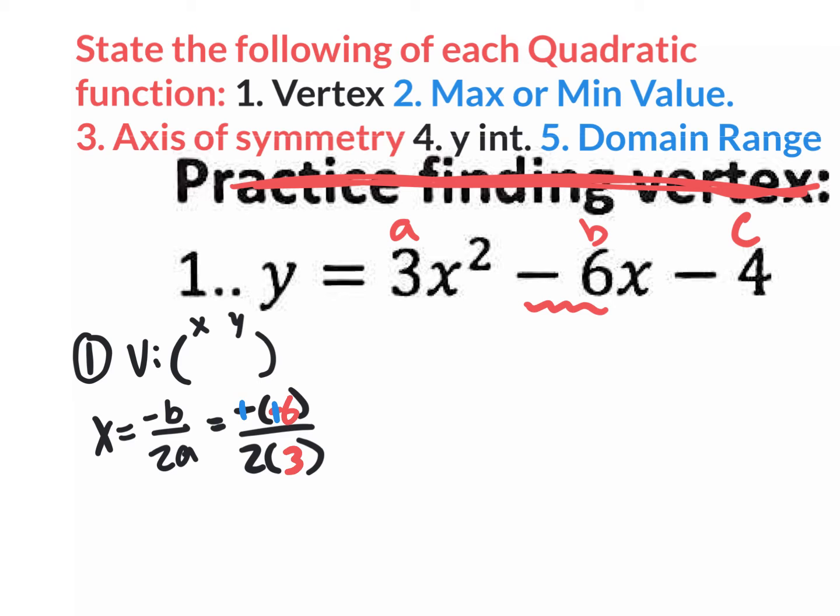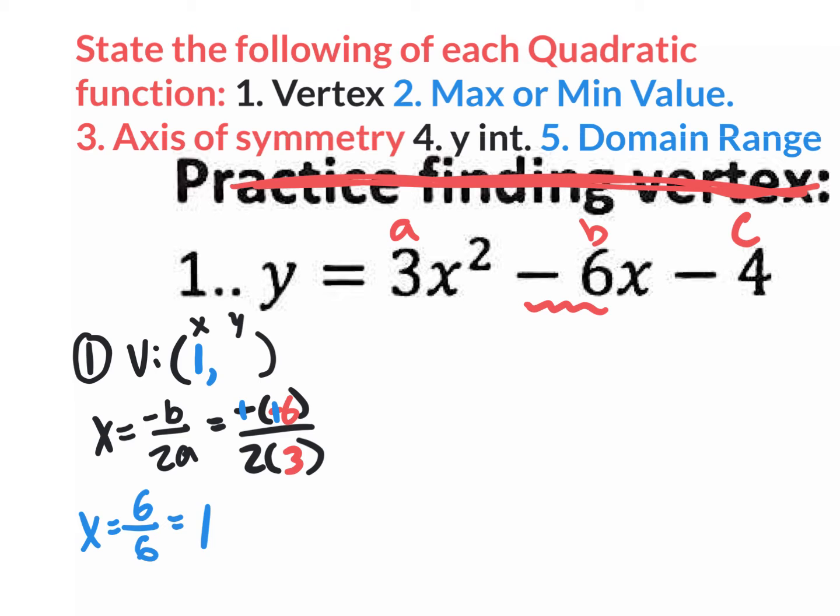You guys ever ask yourselves why we do that, where that rule came from? A negative changes to a plus. It comes from the rule a negative times a negative equals a positive, right? Just to let you know. Anyway, we do have a positive 6 over 2 times 3, which is 6. So x equals what? 1. So we just found out that the x value of the vertex is 1.